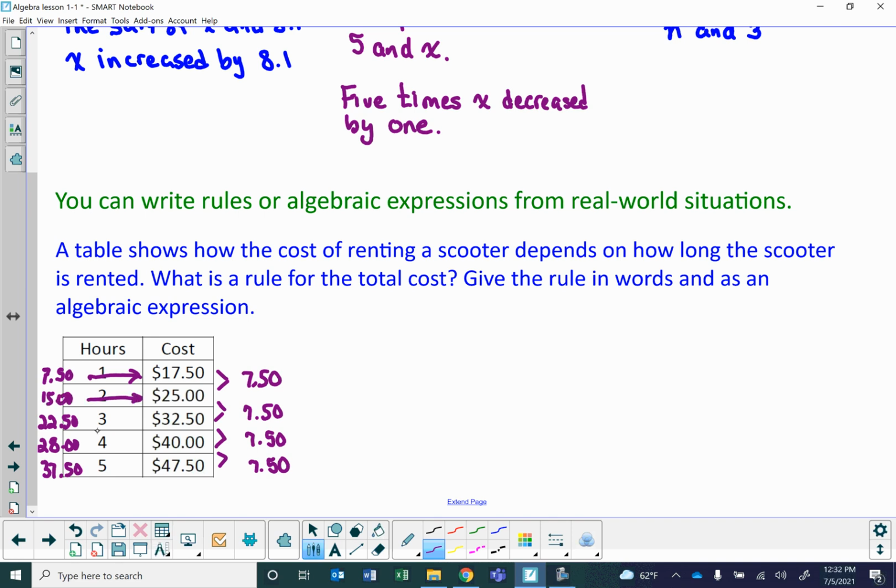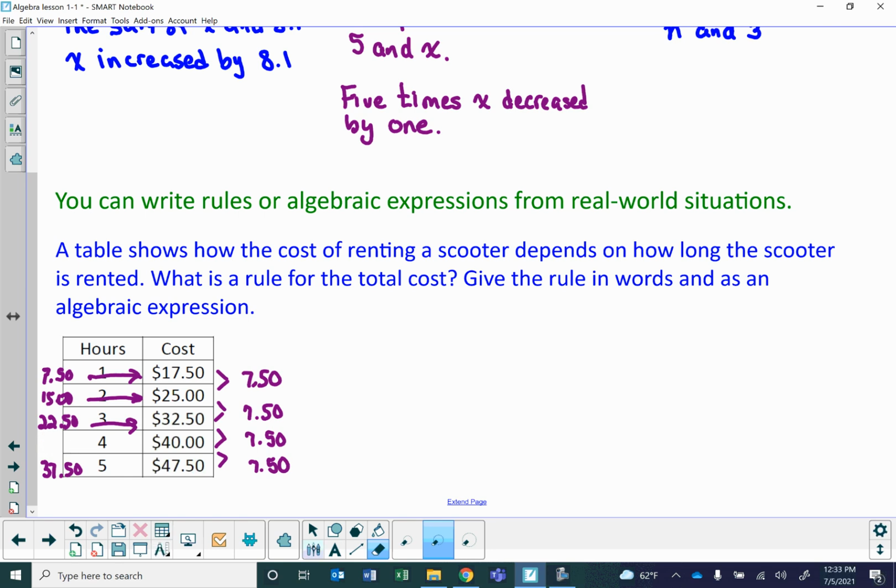15 to 25 is adding 10. 22.50 to 32.50 adds 10. 28 to 40, now that doesn't add 10. That should be $38. So I'm thinking, maybe there's a problem here. Because if you look at 7.50 times 4, it is $30, not $28. Wow, I made a mistake there too.